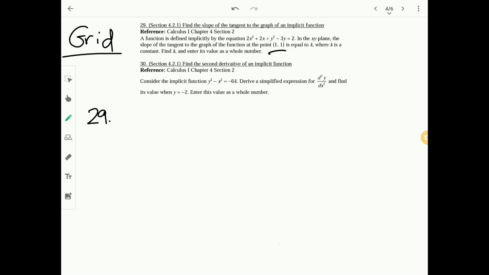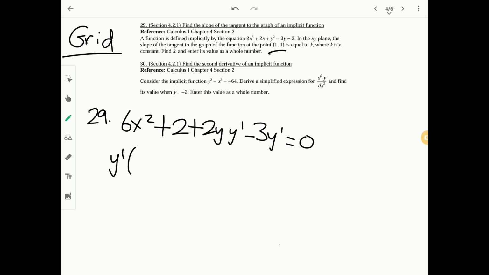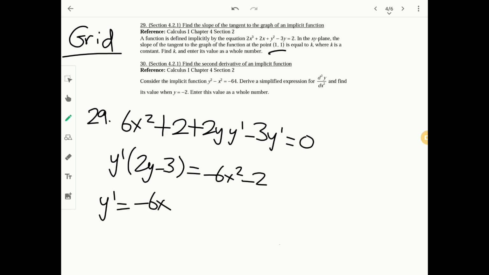So that's very simple. 6x squared plus 2 plus 2y y prime minus 3y prime is equal to 0. Take the y prime out. (2y minus 3) y prime is equal to minus 6x squared minus 2. So y prime is equal to minus 6x squared minus 2 over 2y minus 3.